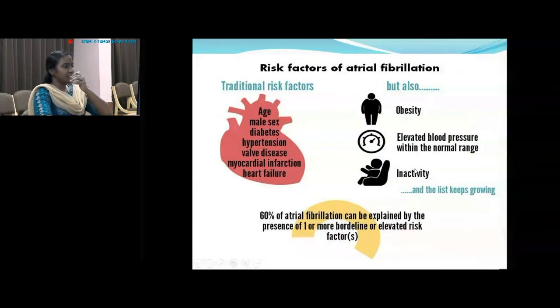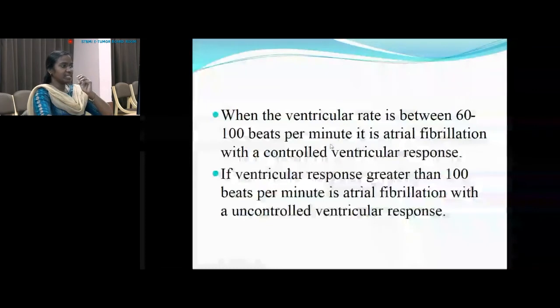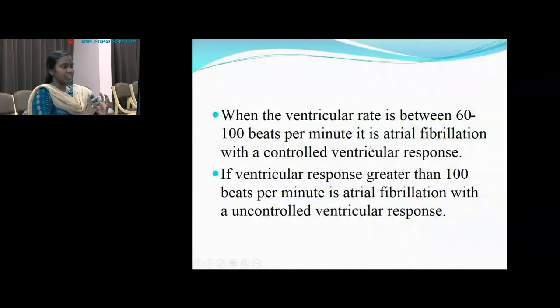When the ventricular rate is between 60 to 100 beats per minute, we say it is atrial fibrillation with controlled ventricular response. Only if the ventricular response, the QRS complex rate, is between 60 to 100, within the controlled range, do we say it is atrial fibrillation with controlled ventricular response. And if the ventricular response is greater than 100 beats per minute, then we say it is atrial fibrillation with uncontrolled ventricular response.